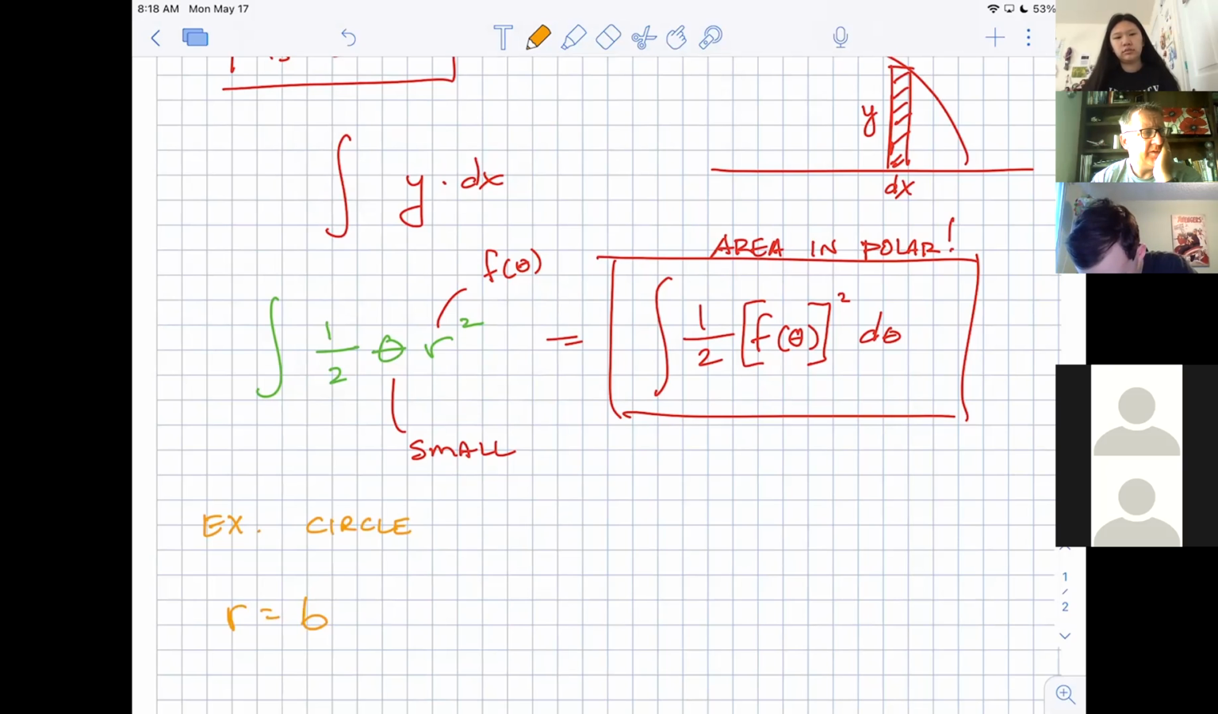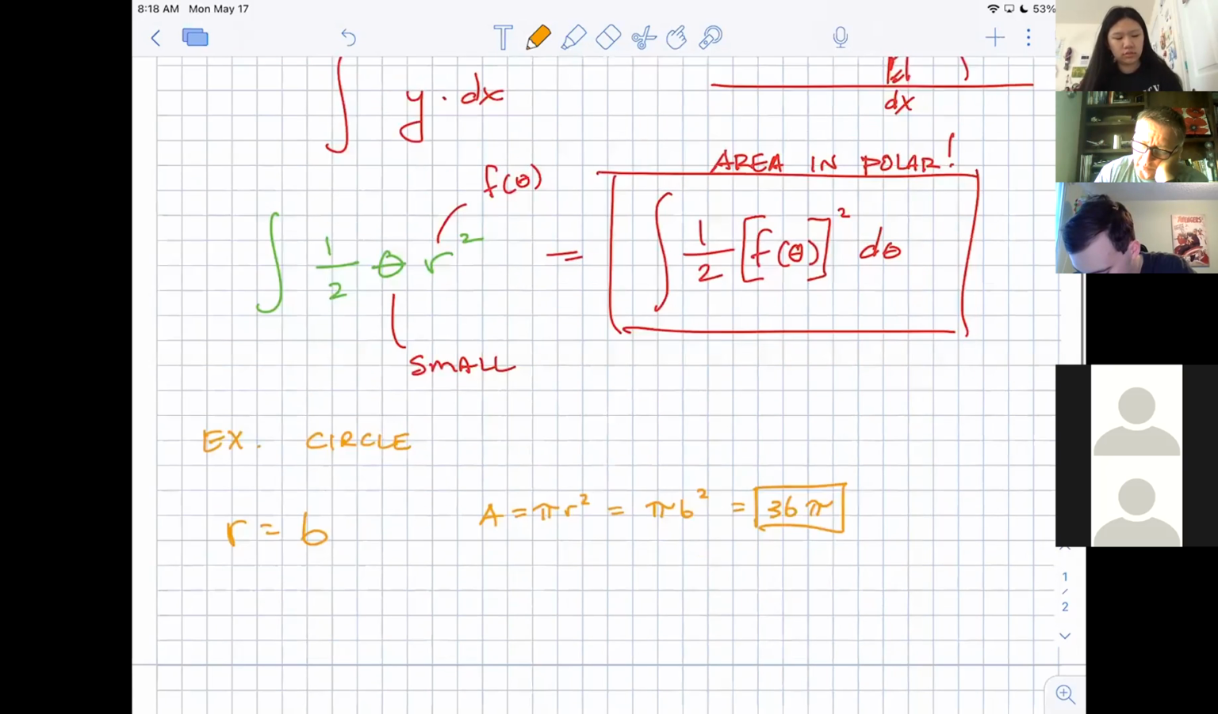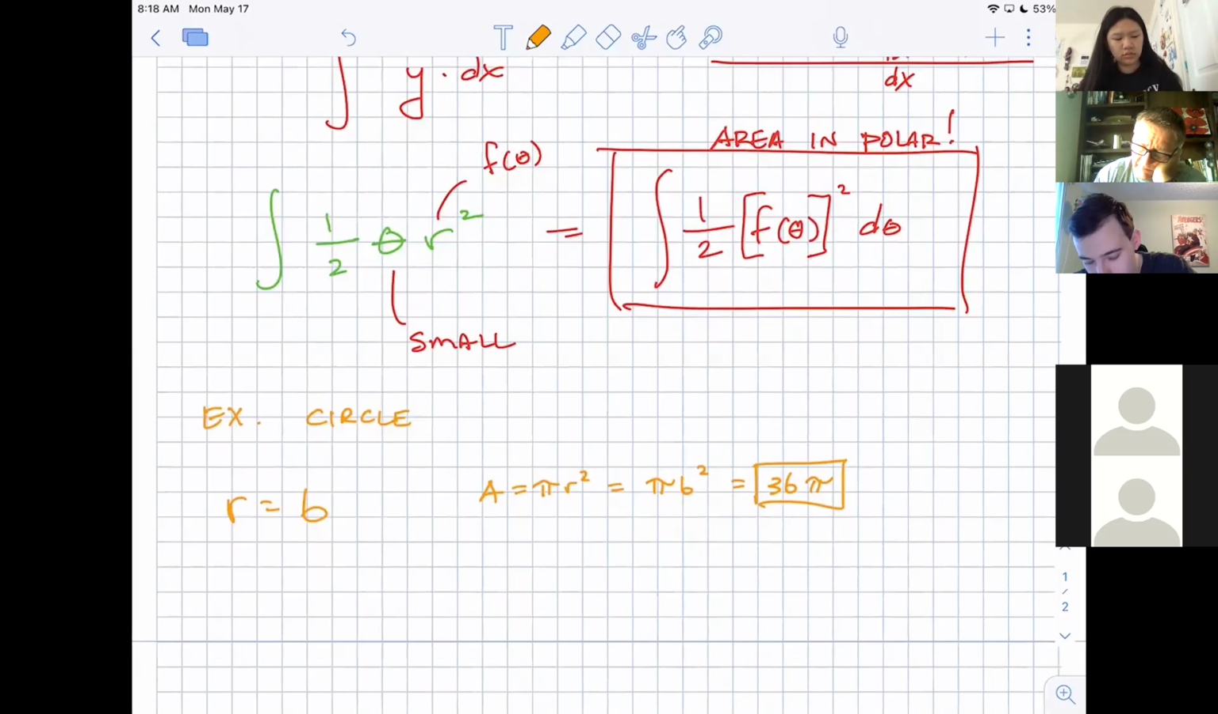Okay, what does this formula say? Well, we already know the area, the old way. The area is equal to pi times radius squared, or pi times 6 squared, or 36 pi. So we know the answer to this is 36 pi. But would that work in this world? You may be thinking, no, I'm not really seeing it.